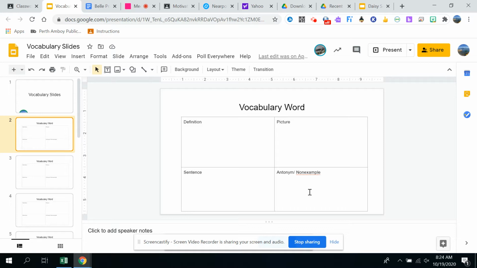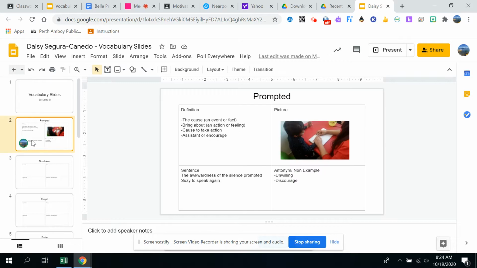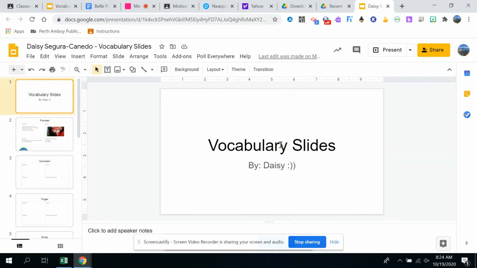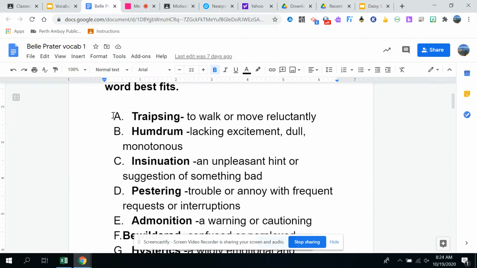That fits perfectly. So if you look, this is a kid from last year. This is what she did for one of the words, right? This is not the same words that you're using, but it gives you an example of how it works, right? So you put the definition here. Okay, so you put the word in a sentence, right? Prompted in a sentence. She has a picture that kind of visualizes what it means to be prompted. And then she has words that mean the opposite. Okay? So this is what you're doing for every single one of those words on this list.